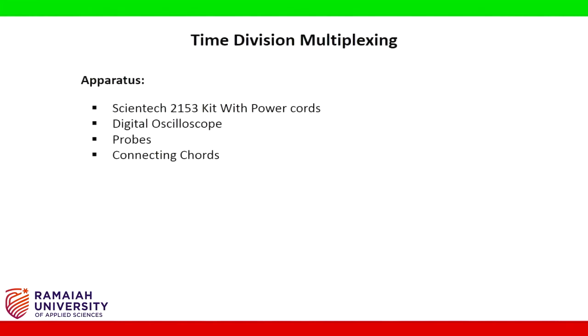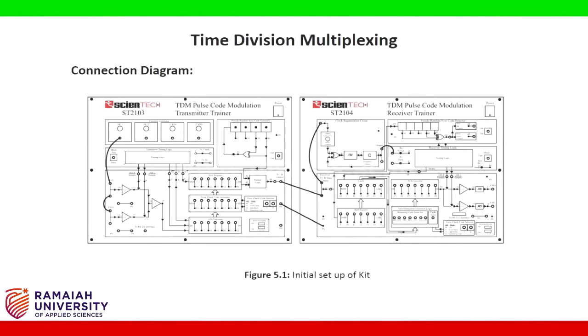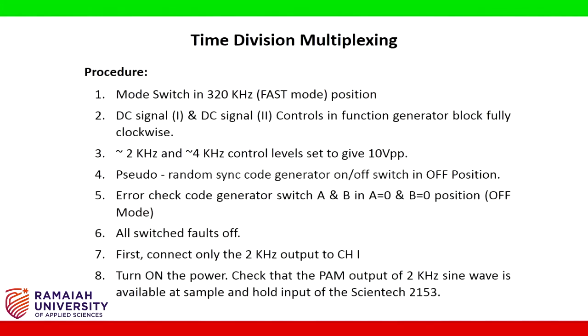The apparatus required are Syntec 2153 kit with power cords, digital oscilloscope, probes and connecting cords. The connection diagram is as shown. Procedure: mode switch in 320 kHz or fast mode position, DC signal 1 and DC signal 2 controls in function generator block fully clockwise, 2 kHz and 4 kHz control levels set to give 10 volt peak to peak, pseudo random sync code generator on or off switch in off position, error check code generator switch A and B in A = 0 and B = 0 position or off mode.